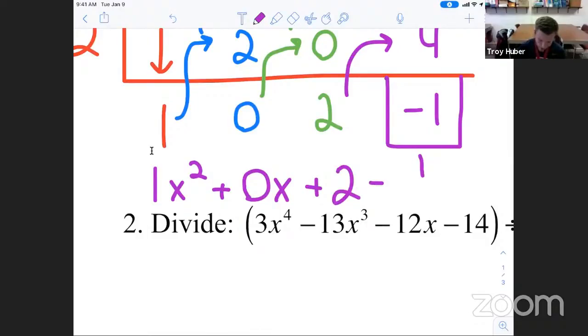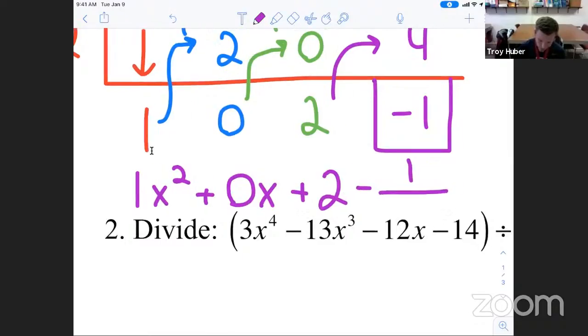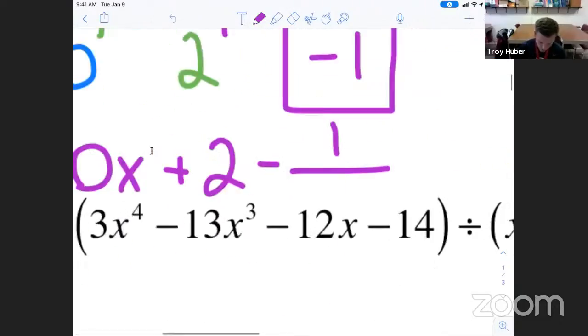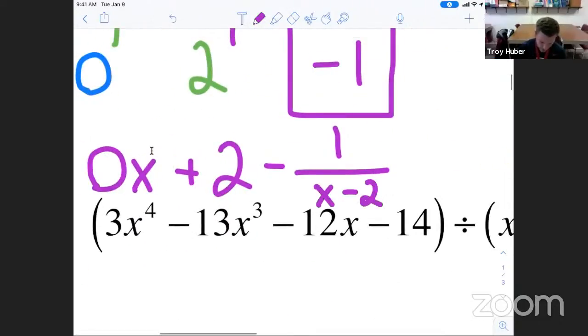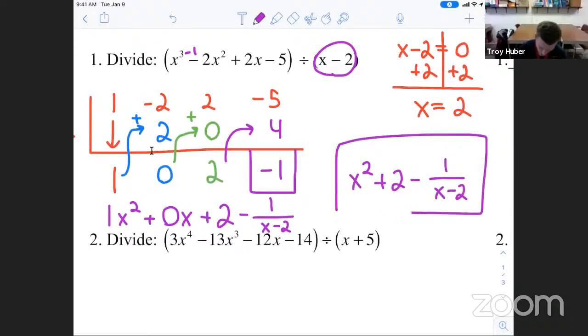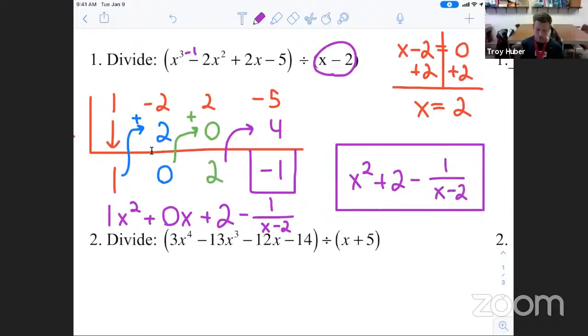minus 1. Now watch out, you always put the remainder over that second factor. So in this case, that would be that x minus 2. So I'm going to put it over x minus 2. All right, or we could just write this as x squared plus 2 minus 1 over x minus 2. And this would be our answer.